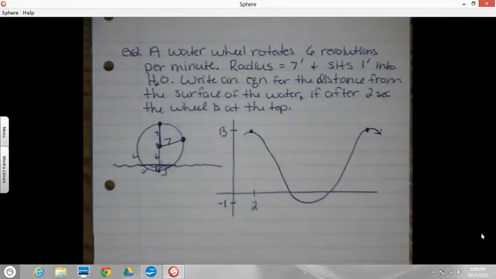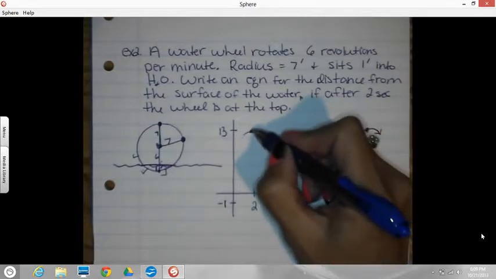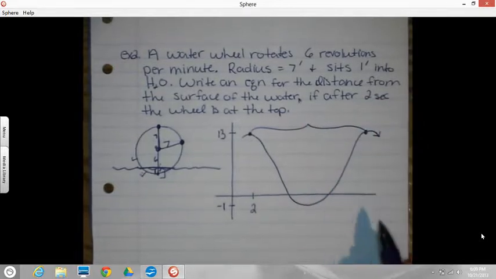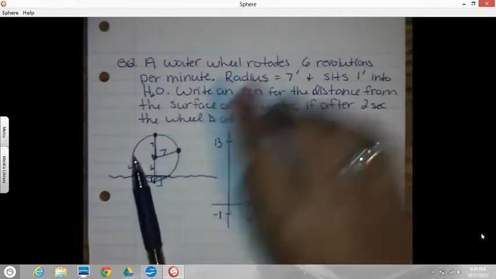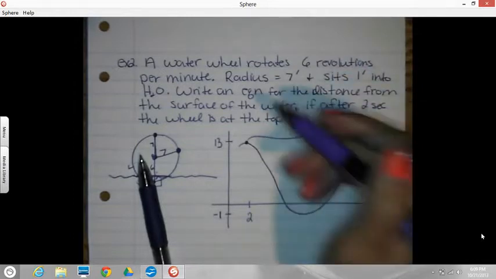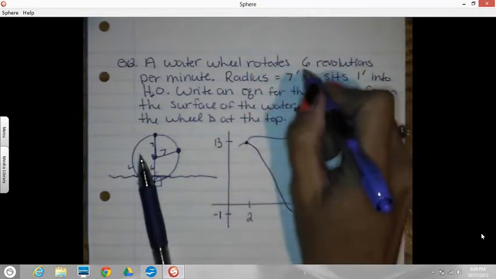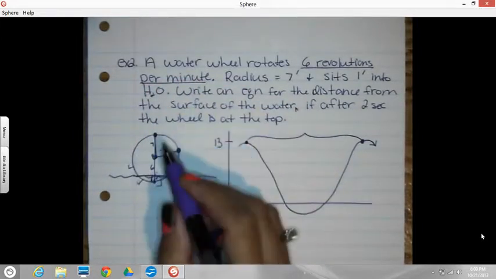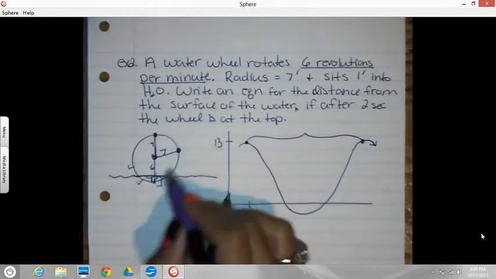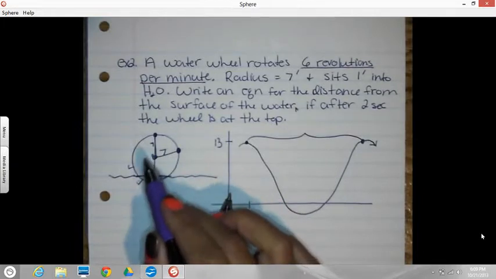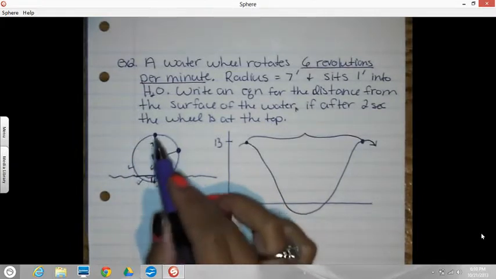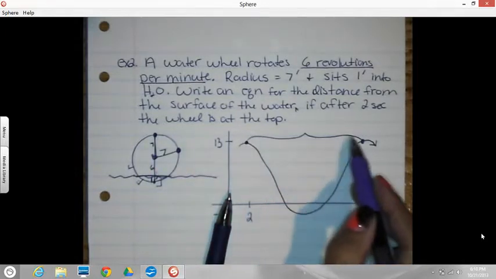Okay, so we need to figure out how long it takes to complete 1 full cycle. Well, it's kind of hidden right here when it tells us that it makes 6 complete revolutions per minute. That means in 1 minute, that thing's going around 6 complete times. So I need to know, how long does it take to go around once? Because that's one complete cycle.